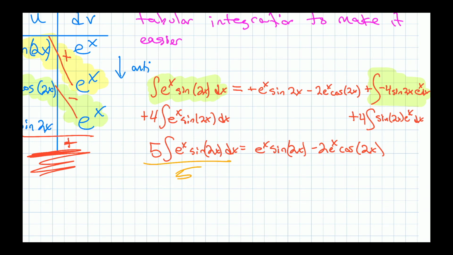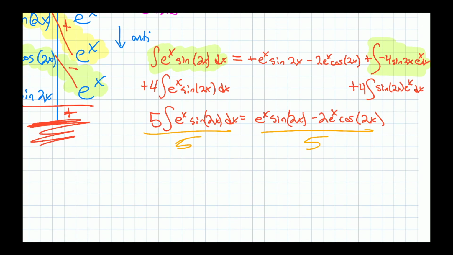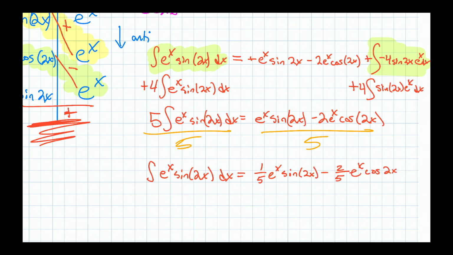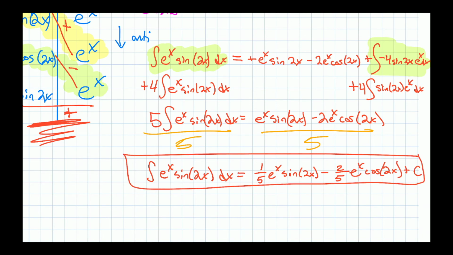All right. Now what do you do to finish? Just divide by 5. And we're going to get integral e to the x sine 2x dx equals, this is all over 5. You can just leave it that way, but I'll do 1/5 e to the x sine 2x minus 2/5 e to the x cosine 2x, and then plus a c. Okay, and that's the solve for the integral with algebra type.